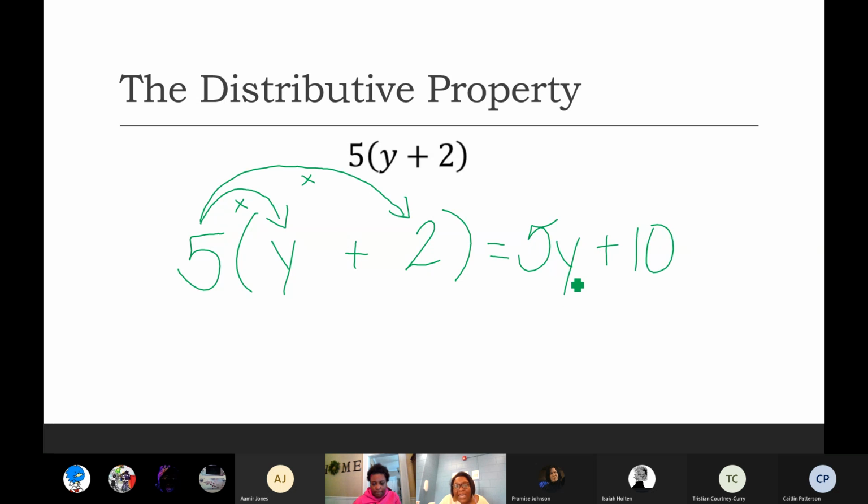Can someone tell me, how did I get 5y? Someone turn on their mic and let us know. 5 times y. Very good. And where did I get that 10 from? 5 times 2. Very good. So it's important for you to know that 5 times y plus 2 is the same thing as 5y plus 10. Take some time to finish writing that down.